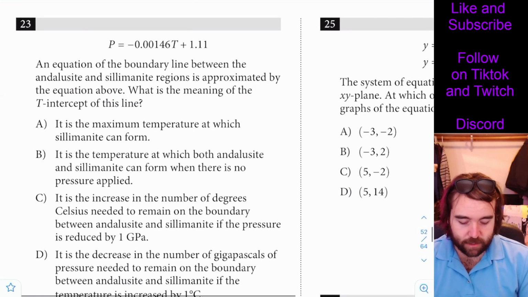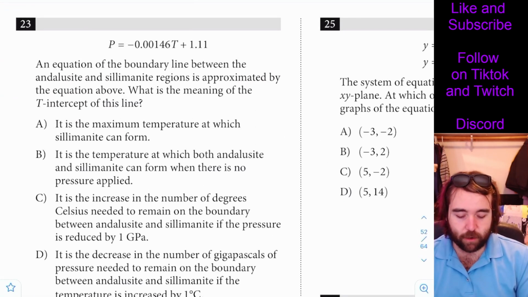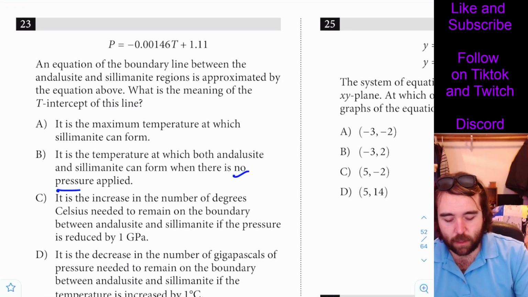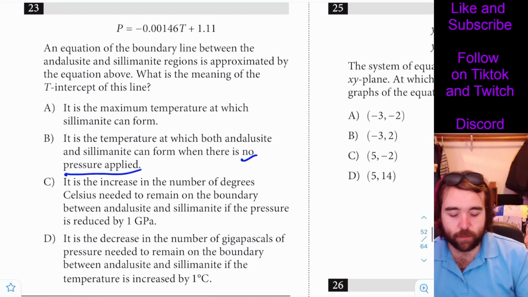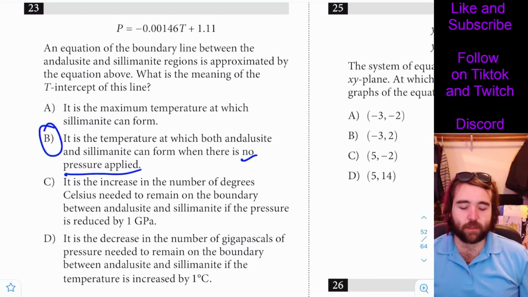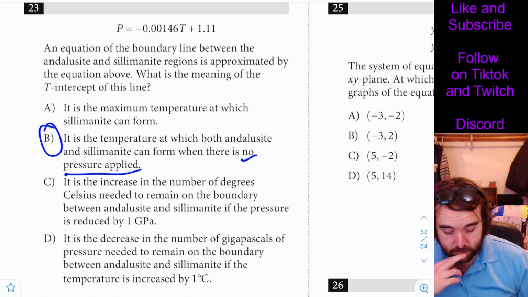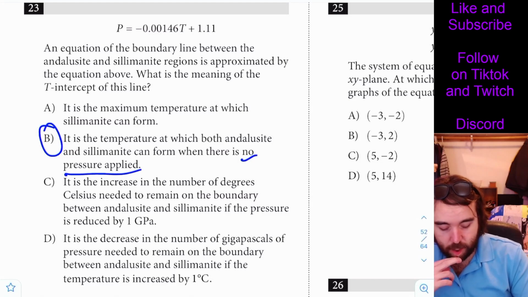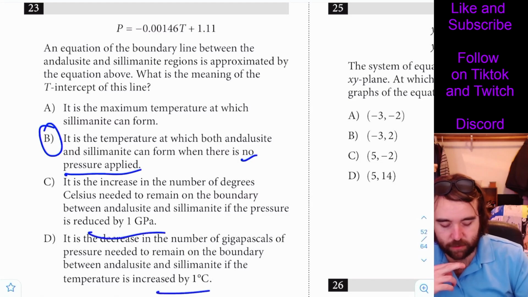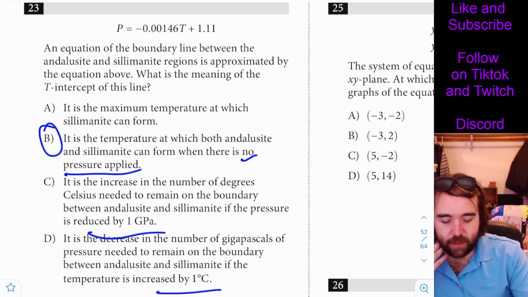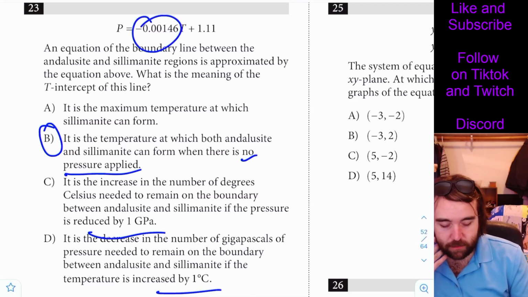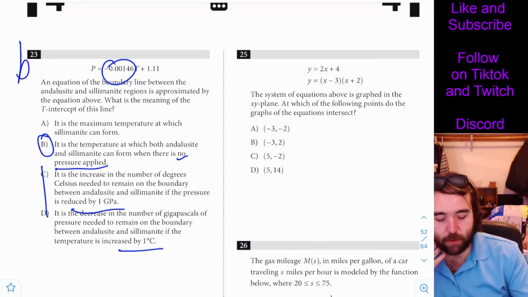We're talking about the t-intercept, which is when p equals 0, when there is no pressure. And it's when both of them can form, because it's the boundary. If you change it slightly, only one of them is formed, but right in the middle, both of them can form. And it's not the increase here, because both of these make it sound like a slope, like a rate. But that's what this number is, not the t-intercept. So yeah, I definitely like B here.